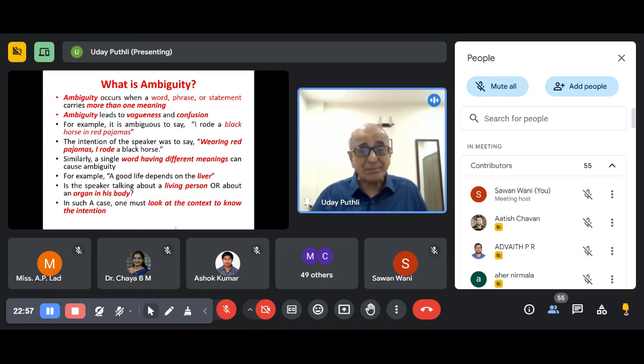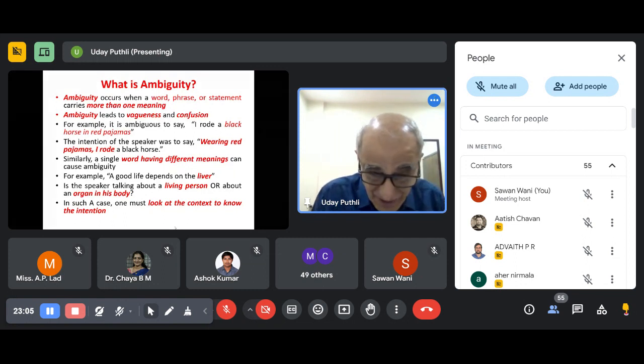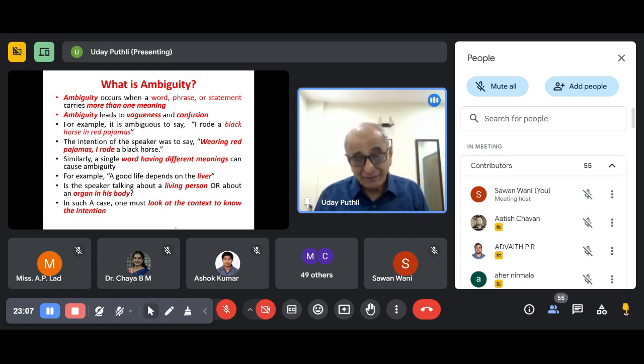What is the chapter about? What is the book about? Is the book or the chapter or the paper about the person who is living, or is it about the liver that is in his body? So this is where the ambiguity comes. Sometimes it becomes difficult to come to such easy conclusions, but in this case, I've given you that it depends on what you are reading.